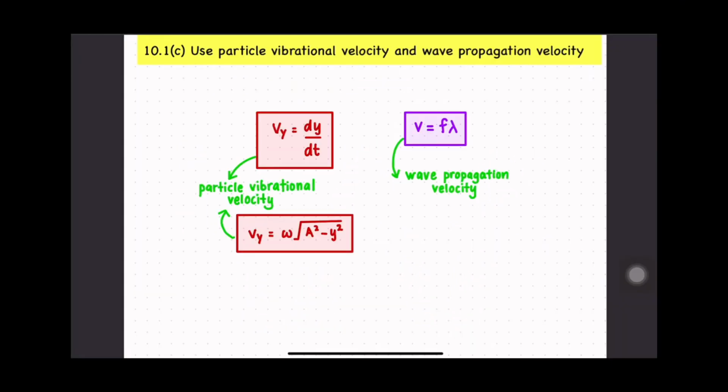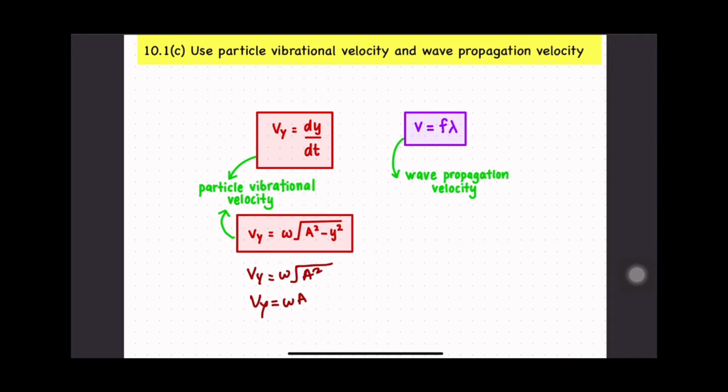Okay, based on the simulation, we know that to find the vibrational particle velocity at a certain position, we just substitute the value of y. For example, as I said, at equilibrium, the velocity is maximum. So Vy is equal to omega times square root of A squared minus y squared. At equilibrium y is zero. So you substitute zero and you get the formula Vy is equal to omega times the square root of amplitude squared, so omega times A. So you get V maximum. Likewise, if you substitute y with the maximum position, which is the amplitude, you will get Vy equal to zero.